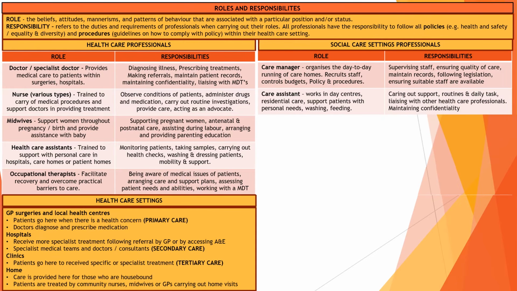Now, a care manager runs a care home, and that could be a nursing home, a residential home, it could be a day centre, community group, but essentially they run the day-to-day workings of that operation. Recruit staff, control the budgets, they establish the policies and procedures. Their responsibilities: to ensure the staff are trained, they provide a quality of care, records are maintained, legislation is followed, and they have the right number of staffing for the day.